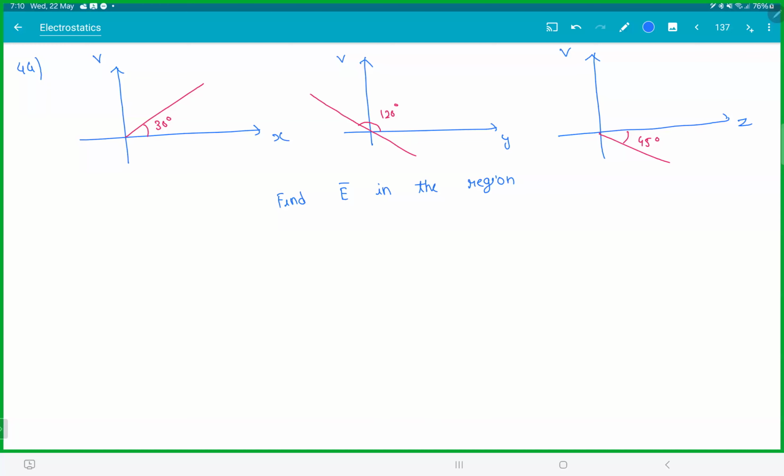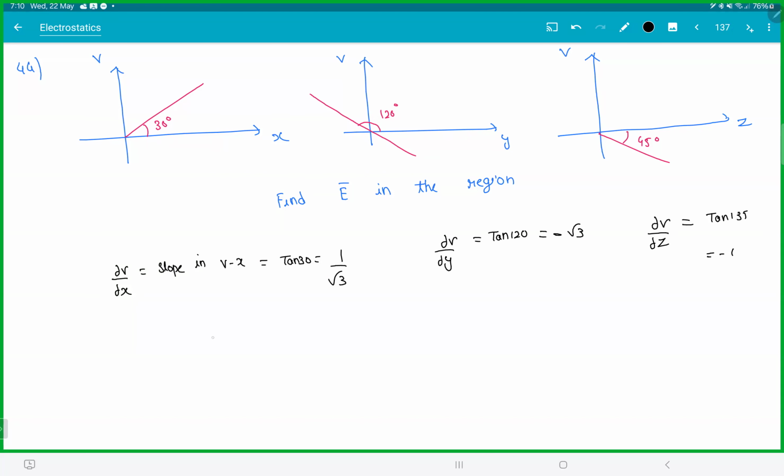Let's see. Understand what this is. What is dV by dx? dV by dx is nothing but the slope in the Vx graph, which is tan 30, which is 1 by root 3. Same way, dou v by dou y is tan 120, which is minus root 3. Dou v by dou z is tan 135, which is minus 1. So you're done.